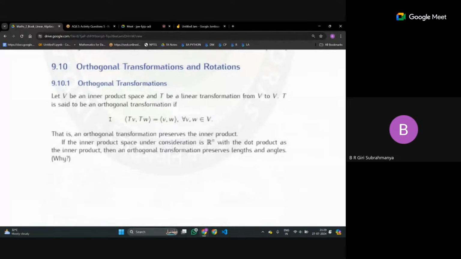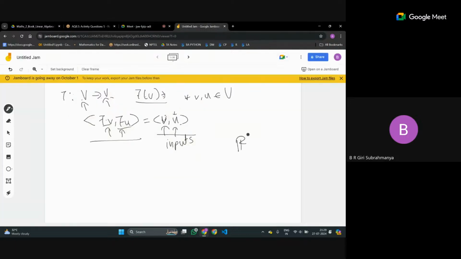But there are a few properties. If the inner product space under consideration is some R^n with dot products as the inner products, they are saying that this R^n has the dot product as its inner product. So you have an inner product space R^n, and your inner product is the usual dot product. This is the given.